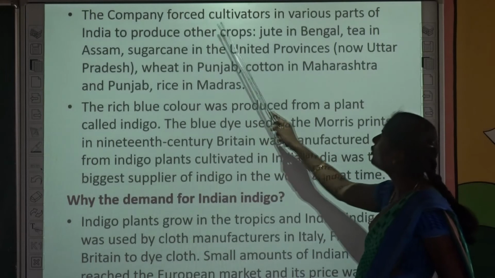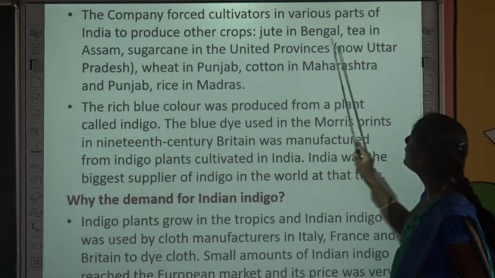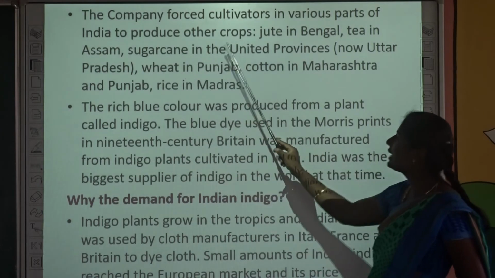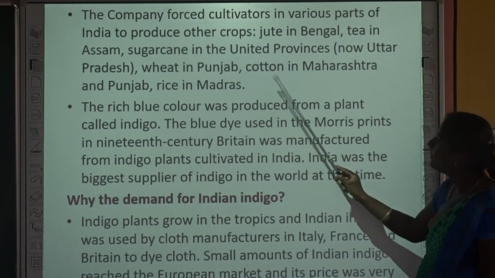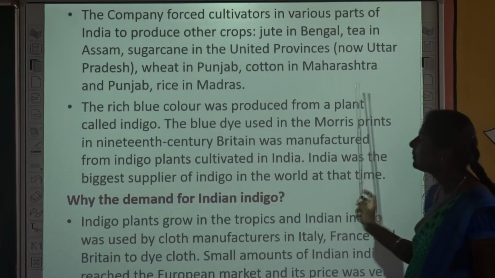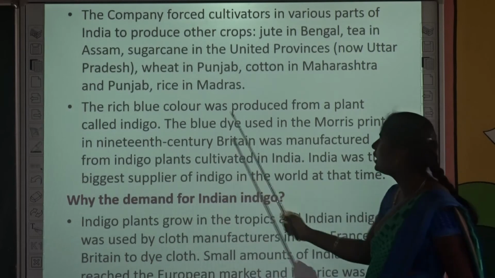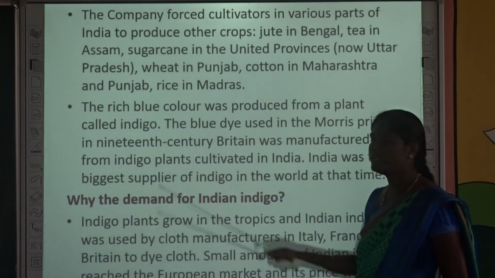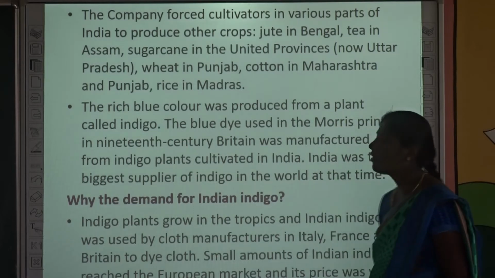And the company forced cultivators in various parts of India to produce other crops: jute in Bengal, tea in Assam, sugarcane in the United Provinces, that is Uttar Pradesh, wheat in Punjab, cotton in Maharashtra and Punjab, rice in Madras. And a rich blue color was extracted from a plant called indigo.